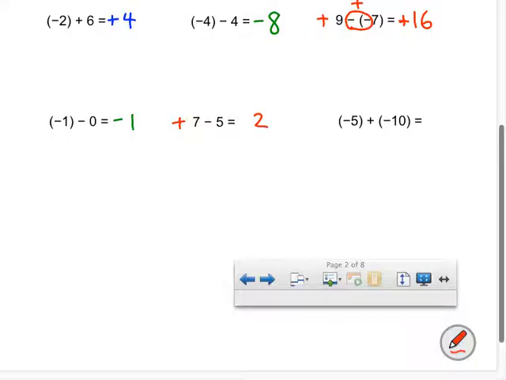2. And what's the answer sign going to be? Positive. Why is it going to be positive? Because 7 is farther away from 0. Positive 7 is farther away from 0 than -5. So the number with the larger magnitude, we're going to keep that sign for my answer.